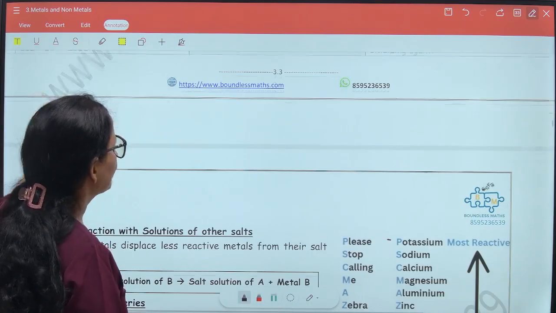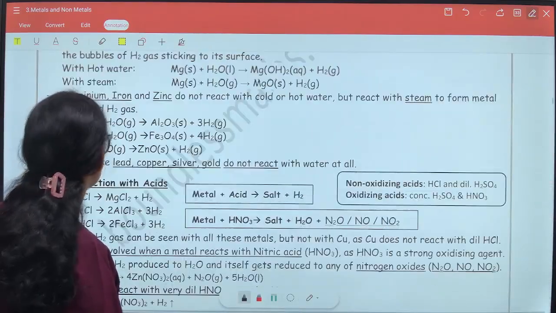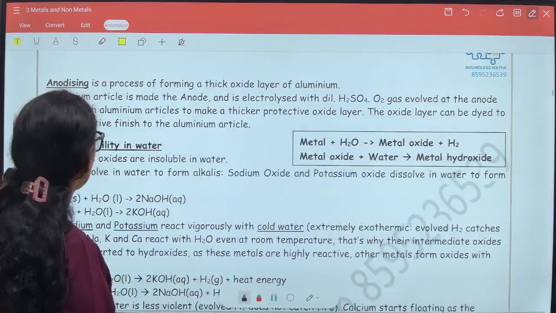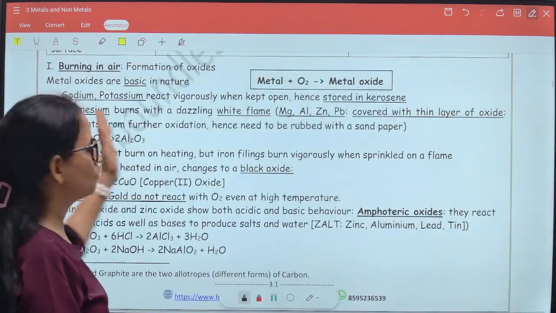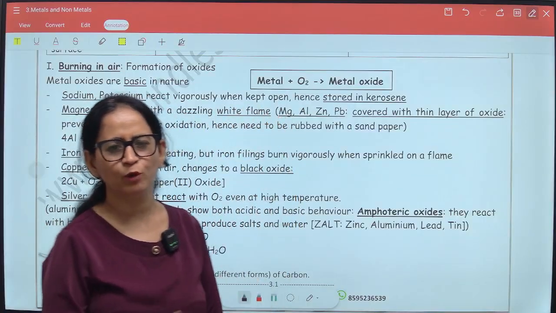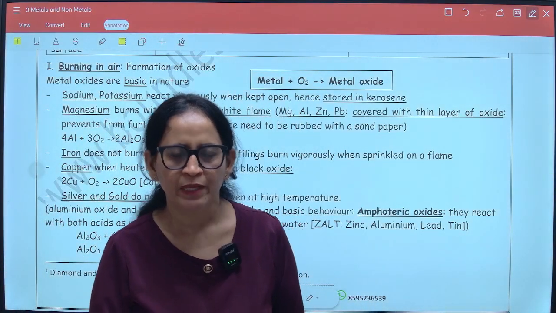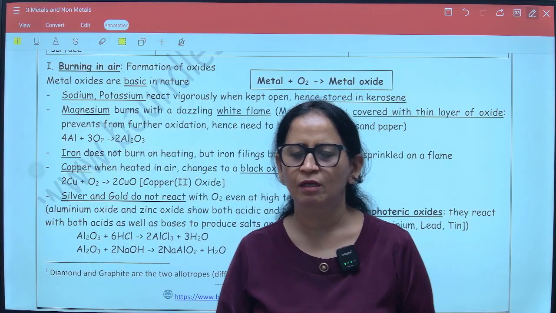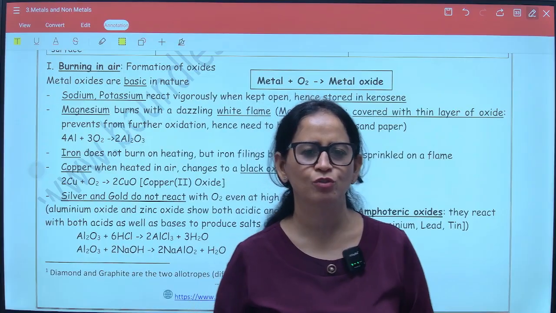So, let's go back to the first property. The first property is burning in air. So, when we talk of burning in air, the first two metals, sodium and potassium, react vigorously even when kept open. If you keep them exposed to air, they will even catch fire. If you keep them under water, they react with water. So, they are highly reactive metals, so it is very difficult to store sodium and potassium.